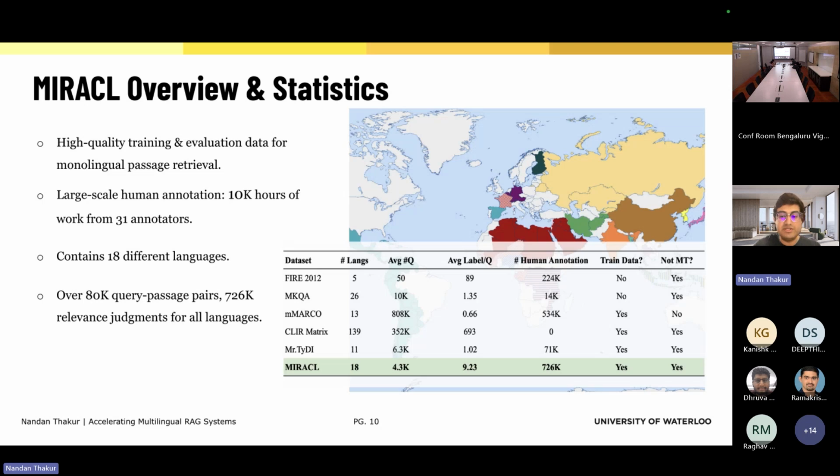Lastly, just to compare with some other datasets, MIRACL contained 726,000 human annotated relevance judgments across all languages. This is much higher than all the other datasets which were present back in 2022 during the introduction of the work.